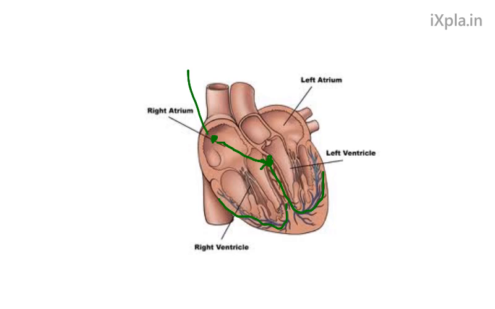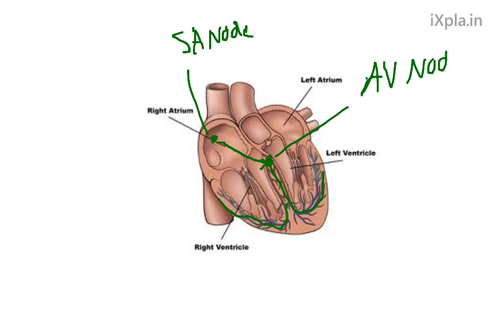So this is the SA node, and this is the AV node. Now the SA node is autorhythmic. It makes its own impulse every 60 to 100 beats per minute. The impulse travels down to the AV node, and then the P wave: the atria depolarize and contract, pushing blood down into the right ventricle.